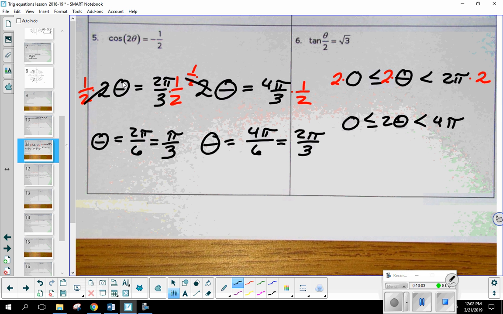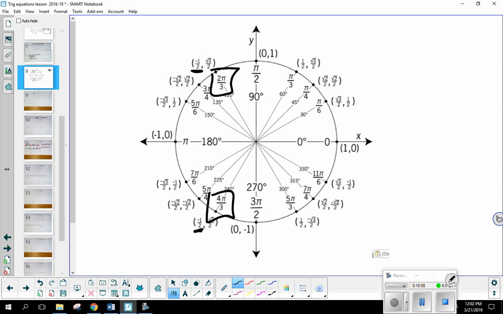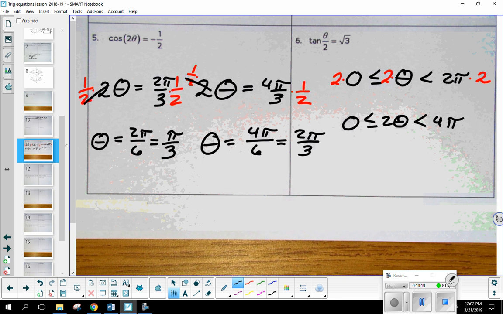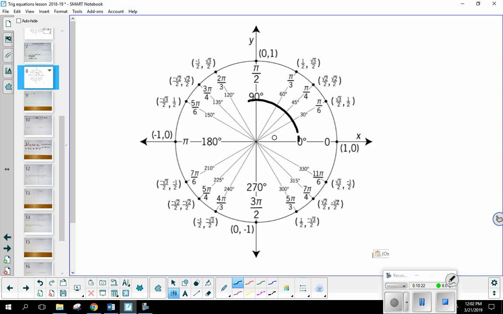Okay. So let's see here. The first answer we got was pi over 3, right? So I'm going to come back over here. If I start rotating counterclockwise, what was the first one? I completely forgot. Pi over 3 and 2 pi over 3. So pi over 3, I'm going to go ahead and rotate to here. Is that between 0 and 4 pi? Yes. So that is an answer. Now the next one was 2 pi over 3, right? So if I rotate here, is 2 pi over 3 between 0 and 4 pi? Yes.